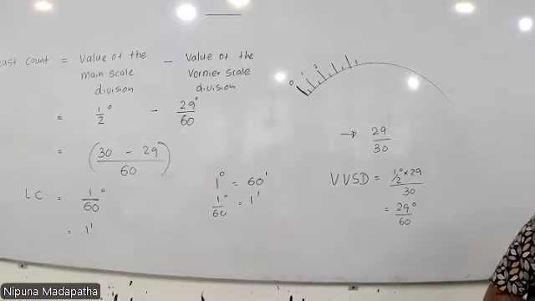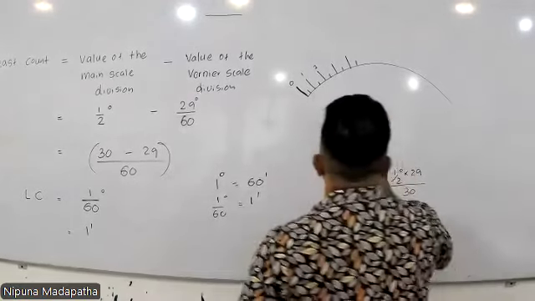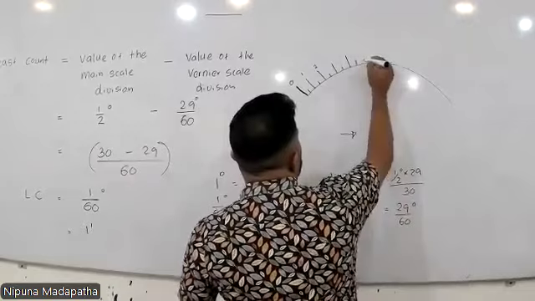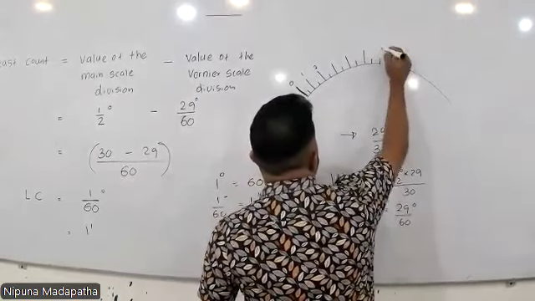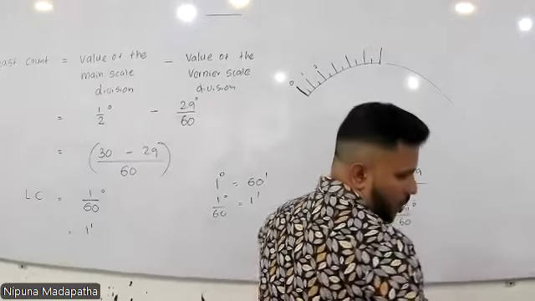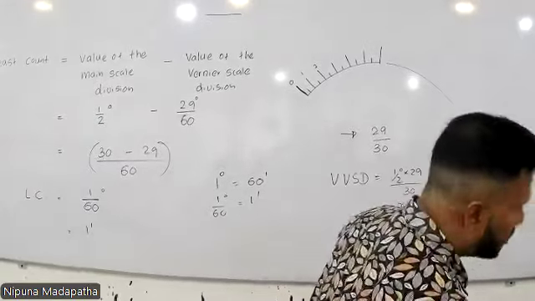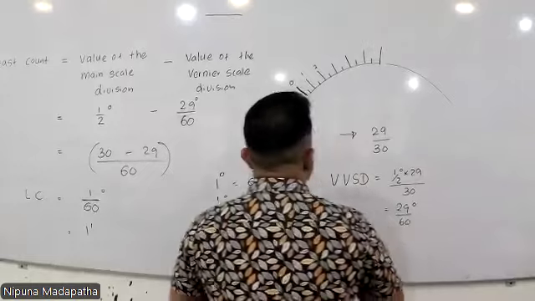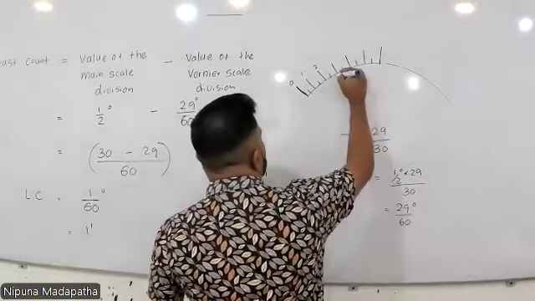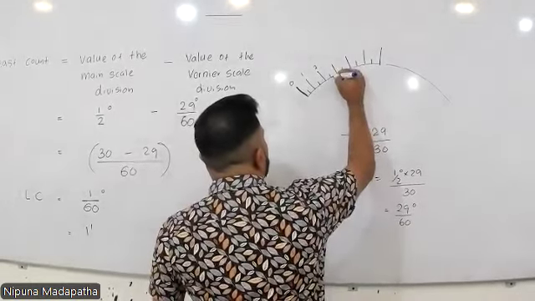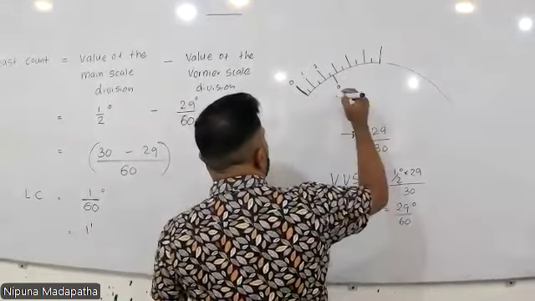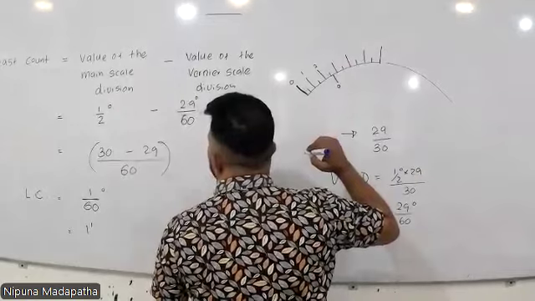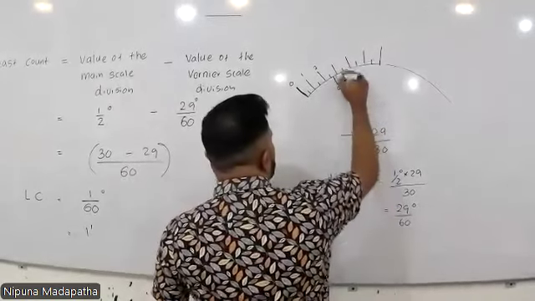Right? So now we have such a scale. How do we get the reading? This is the scale, and this is the vernier scale. How many parts does it have? 30 parts there.